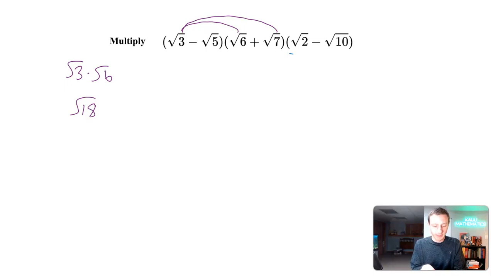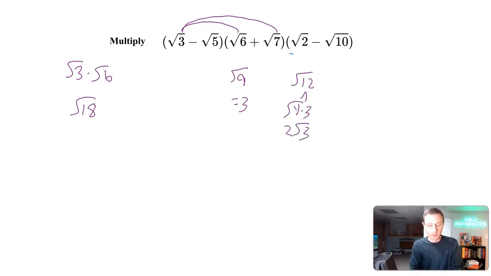First of all, I kind of skipped this step, but there's no simplifying that could happen in the beginning here. I don't have any perfect squares. I don't have a square root of 9 that would just turn to a 3, or even a square root of, let's say, 12. That's 4 times 3, so you would say square root of 4 is 2. That would break down to 2 root 3. We don't have any of that in the beginning, so that's why I didn't even bother with that step. But now that we're multiplying, we might generate some scenarios where we can simplify.